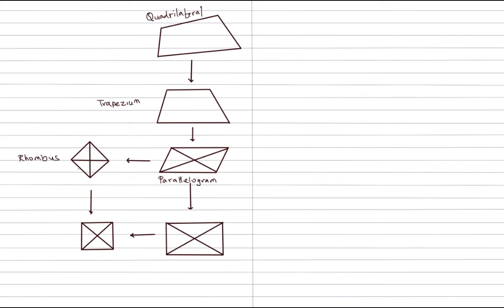The angle between the adjacent sides may not be 90 degrees. A rectangle is a special type of parallelogram in which all the angles between the adjacent sides are 90 degrees. The opposite sides are equal and parallel.